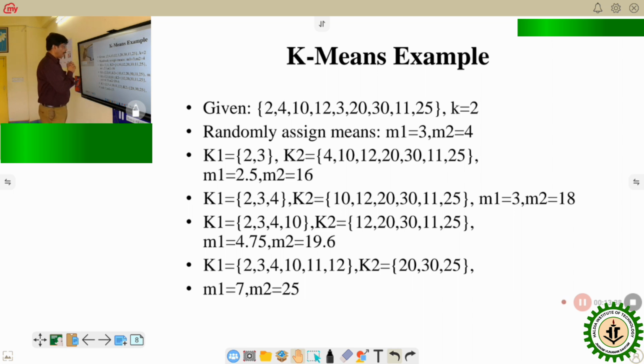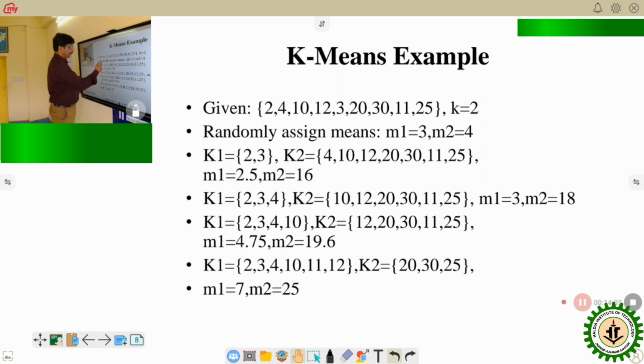Now what will I do? I have to take the distance from 2.5. The first point I have taken is 2. What is the distance from 2.5 to 2? What is the distance from 16 to 2? That is 14. So 0.5 is less than 14, so the 2 will go to the first cluster.